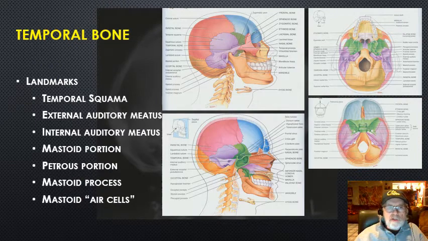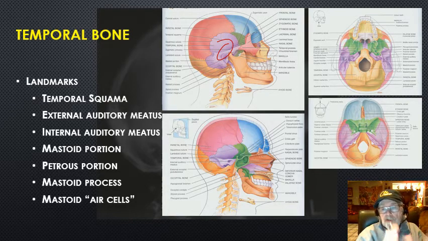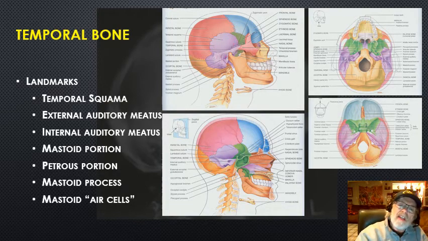A couple other things we could talk about with that temporal bone. Temporal squama is basically the flat bone of the temporal bone, that outer shell, inner shell, and then the cancellous bone between. Here's my external acoustic meatus. Again, if we look here, external acoustic meatus, right there. There's an internal acoustic meatus because it goes through.